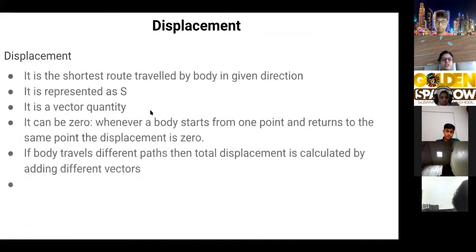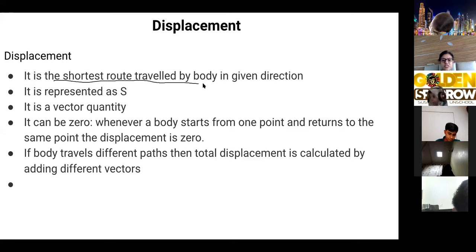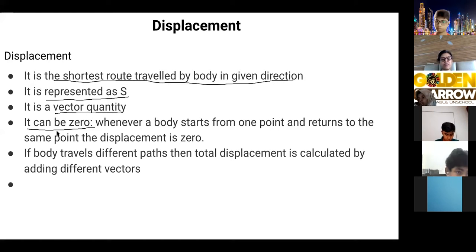Now displacement also I have told you. Just write down what is displacement. Displacement is the shortest distance or shortest route, you can say. It is represented by S. Distance is represented by D. It is a vector quantity. It can be 0. These are the important points.